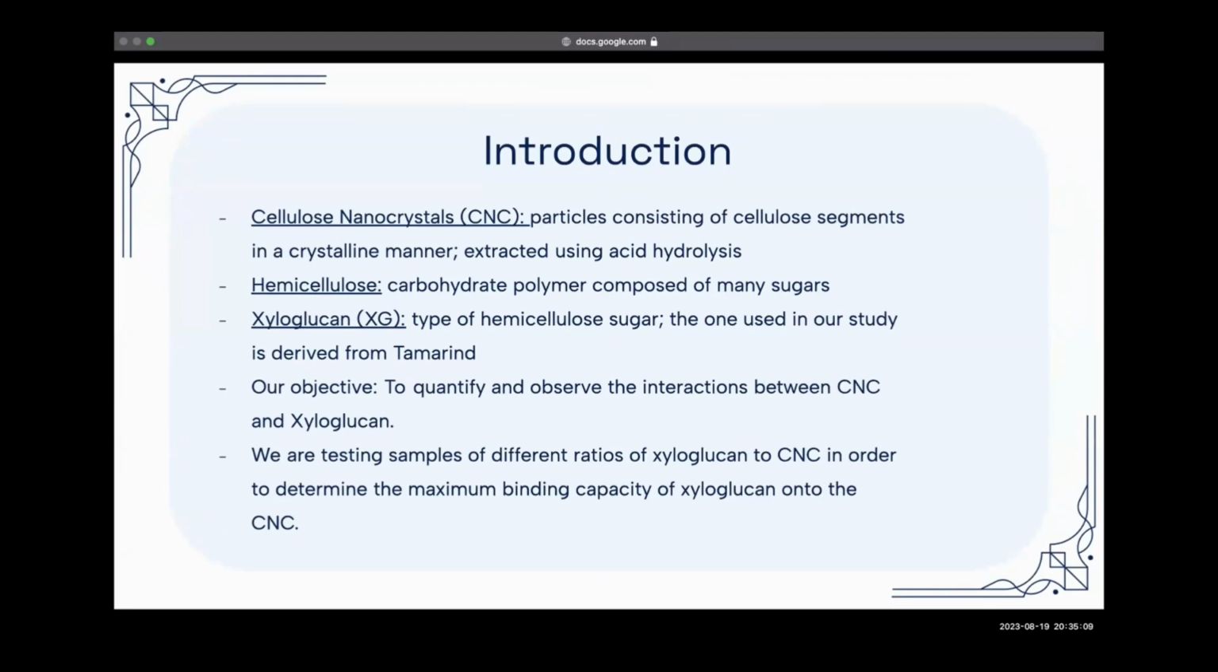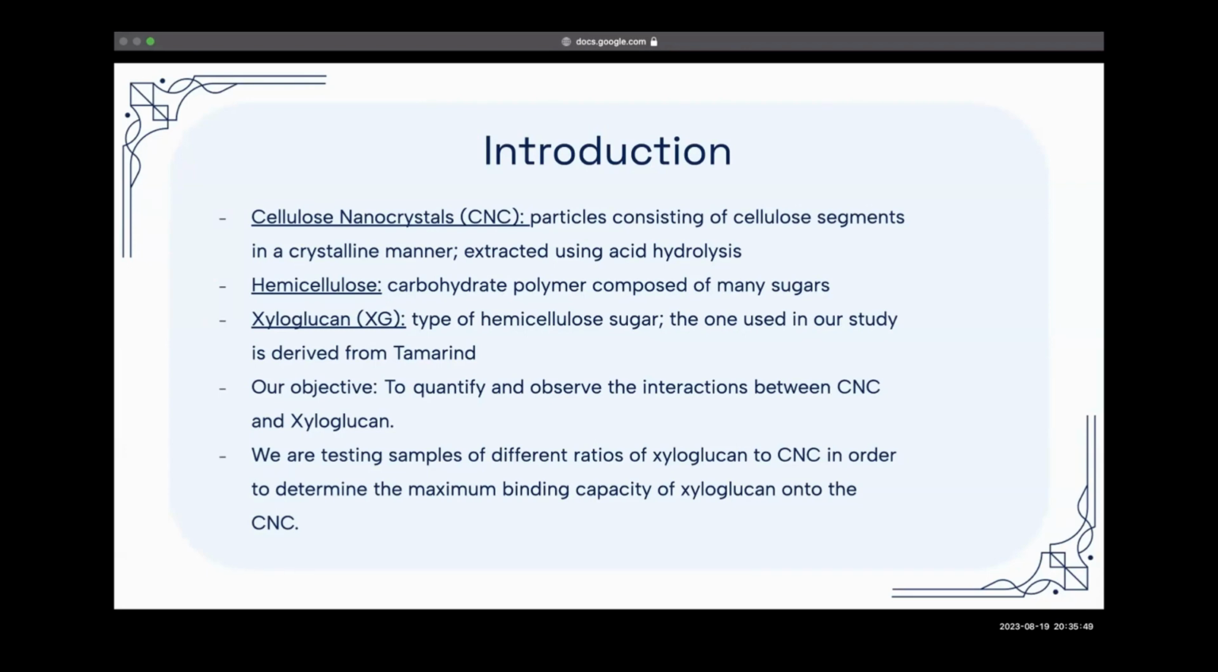Cellulose is a very abundant carbohydrate polymer found in plant cells, specifically in the plant cell wall. Cellulose nanocrystals are a form of cellulose, but in a crystal form. To get it in this form, acid hydrolysis is performed, where it takes the long cellulose polymers and cuts them down into shorter polymers and aggregates them. Another useful term is hemicellulose, a carbohydrate polymer composed of many sugars. It is an important part of the cell wall because it interacts with cellulose and has strengthening properties.